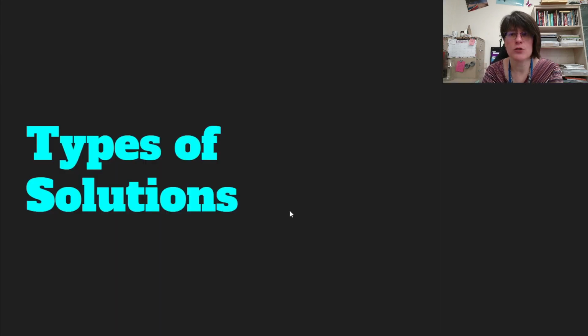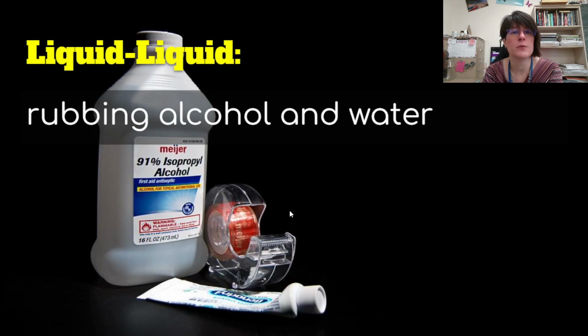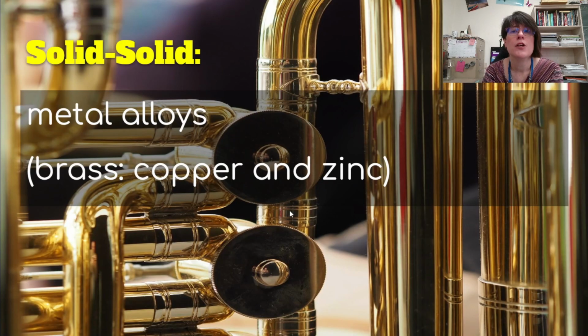So, types of solutions. You can have a liquid-liquid solution like rubbing alcohol and water that we already talked about. And remember, if they are miscible, that only applies to liquids. You can have a solid solution, and we usually call those metal alloys. An example is brass, which is a mixture of copper and zinc. There are others like bronze, and even the gold that we wear as jewelry are alloys.